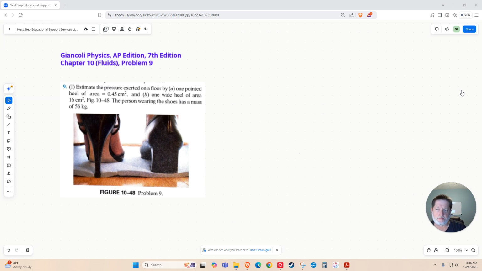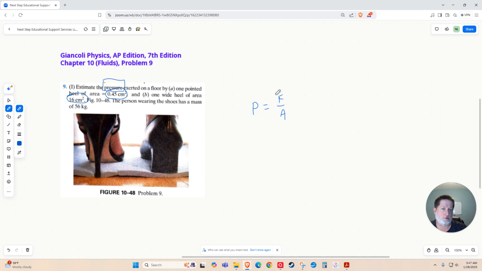So this is a level 1 problem. It uses the definition of pressure. On your equation sheet or in your textbook, it should show you the mathematical definition of pressure, which is force per unit area. Notice here we got areas that we're doing for both parts A and B. They're asking you for the pressure. And all we need is the force.